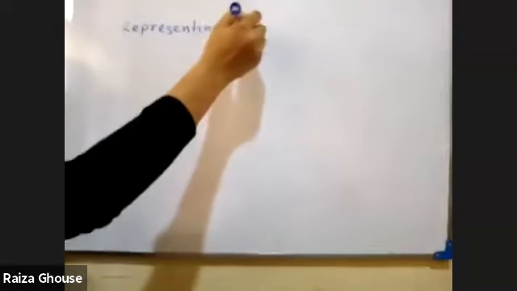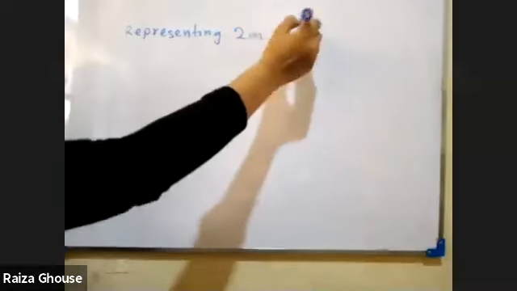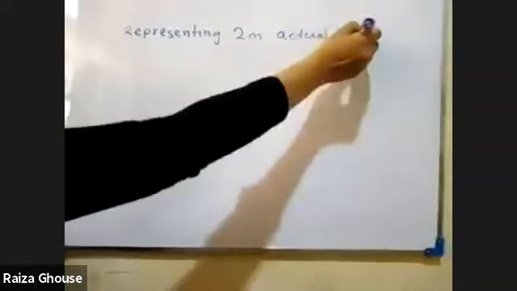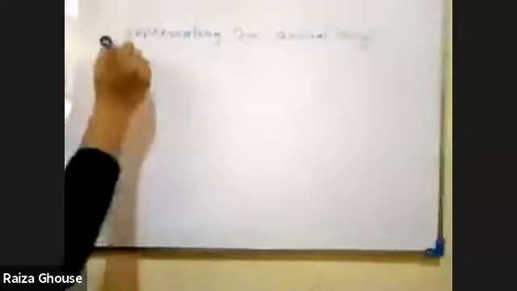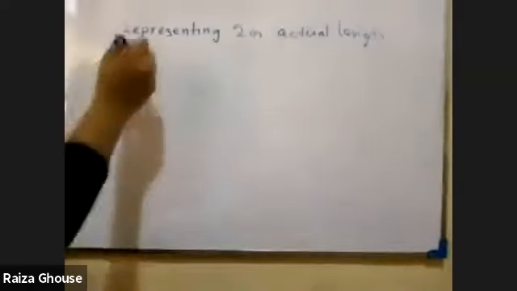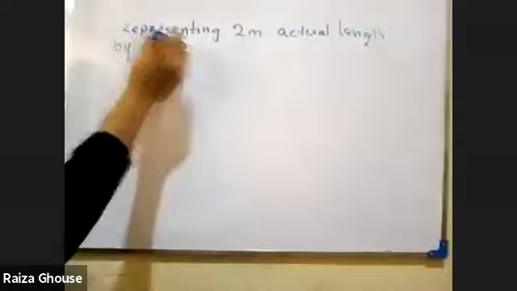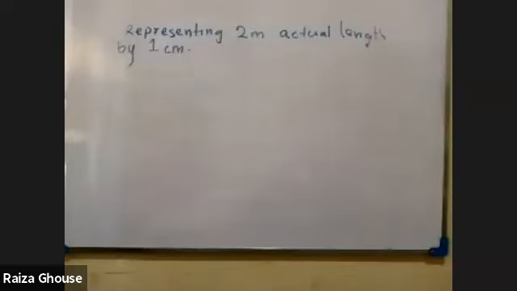2 meter of actual length. I'll write the question: 2 meter actual length by 1 centimeter. When I ask you to send the answers, you can send. Okay, they are sending. Good. Representing 2 meter by 1 centimeter. If you have understood the lesson, we'll see. Make sure the units are the same.